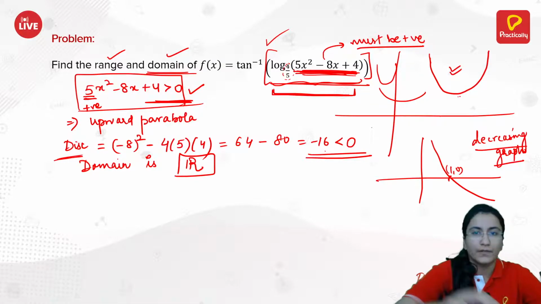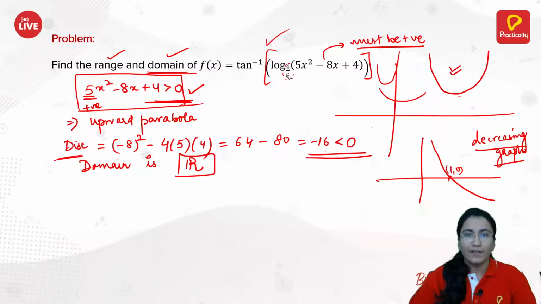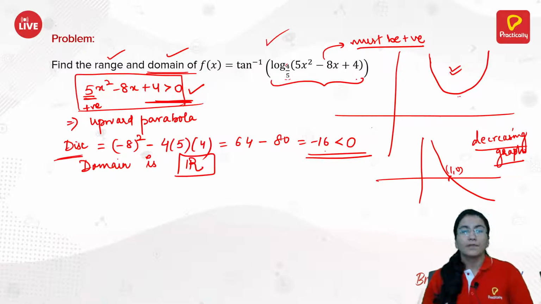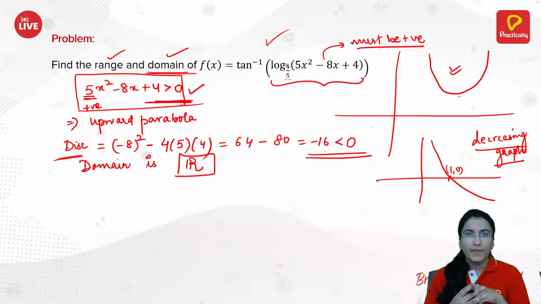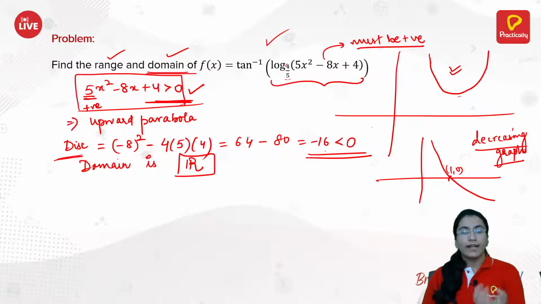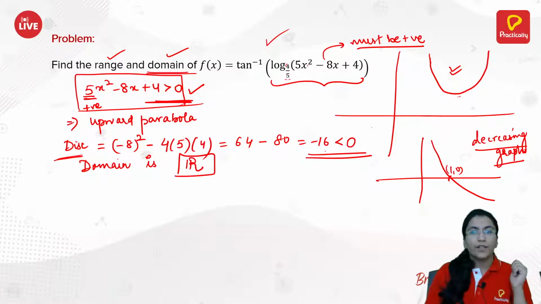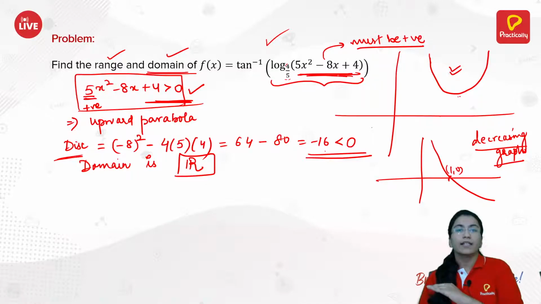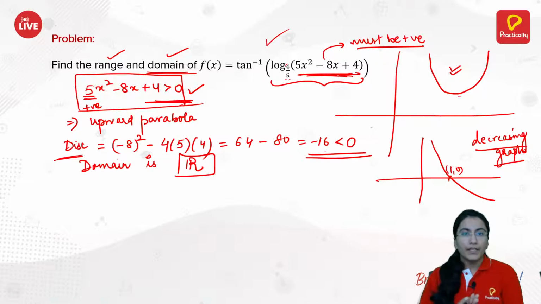I'll just erase some of the things which are creating a mess over here. Okay. So basically the minimum and maximum value of this portion, log of 5x square minus 8x plus 4, will be decided accordingly if we check what is the minimum and maximum value of this quadratic expression. Because we know that we have a monotonically decreasing graph. So at one end you will be getting the maximum value, and at another end you will be getting the minimum value. So let's just check for that value.